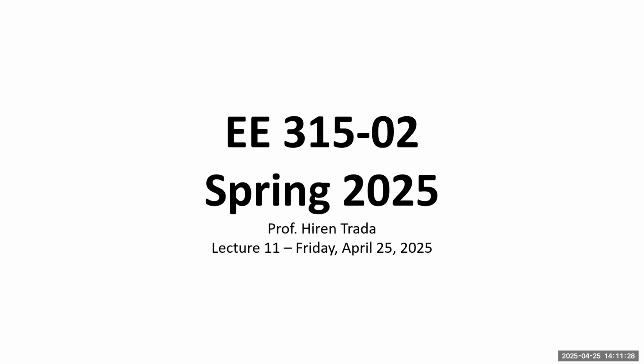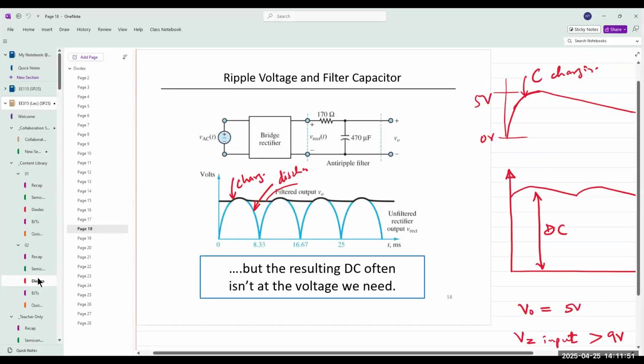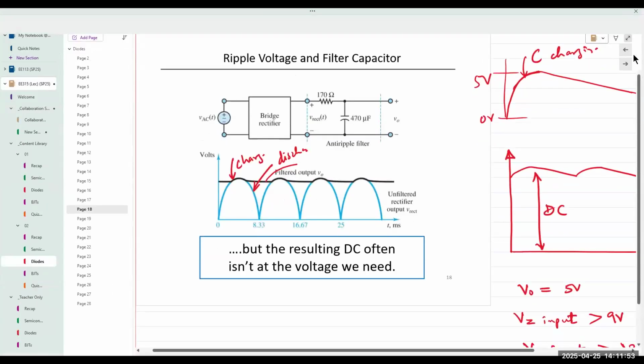Today I want to cover the last remaining bit of the rectifier circuits and go over an example problem, and then cover Zener diode, at least the introduction to Zener diode at the end. So let's bring up the class notebook. All right, Zener diodes right there. I believe we had stopped here.